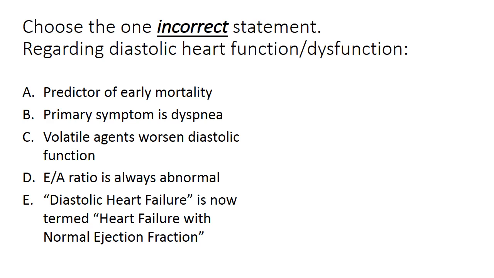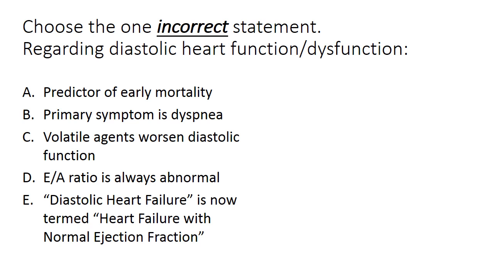Here's another multiple choice question. Choose the incorrect statement regarding diastolic heart function and or dysfunction. A, predictor of early mortality. B, primary symptom is dyspnea. C, volatile agents worsen diastolic function. D, EA ratio is always abnormal. Or E, diastolic heart failure is now termed heart failure with a normal ejection fraction. The correct answer is that the EA ratio is not always abnormal.